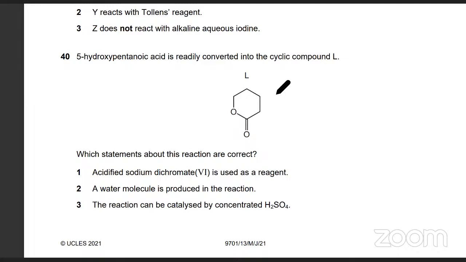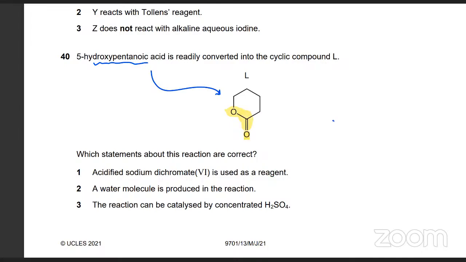L is an ester. This thing over here, that's an ester. This whole structure, C double bond O and O, that's what an ester is. So which statements about its reactions are correct? First, 5-hydroxypentanoic acid is converted into this thing. So what is 5-hydroxypentanoic acid?